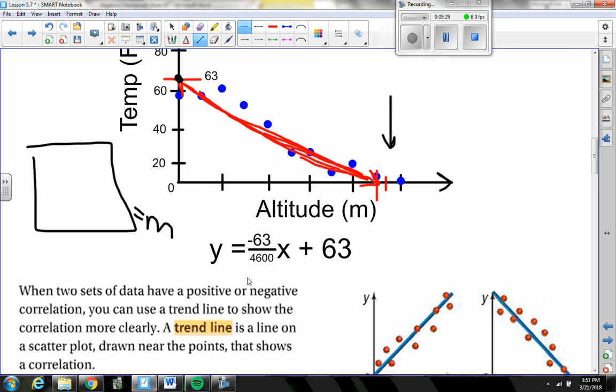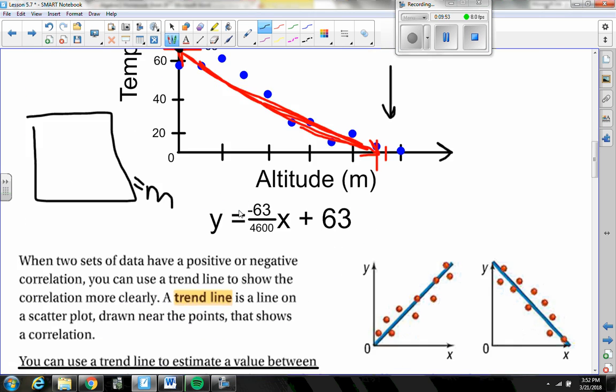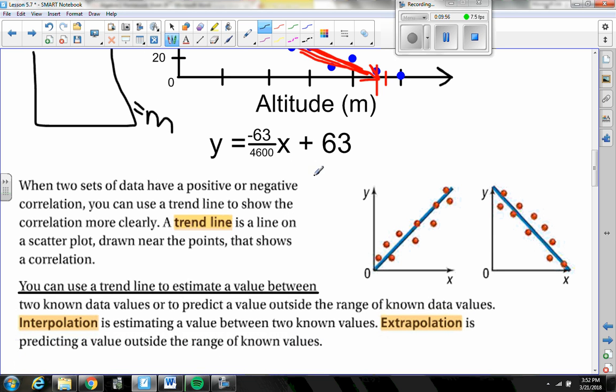Right? So if I just pause for a second and go back up here, like let's say for example I wanted to know what the temperature would be if I was 250 meters above sea level or above the ground, right? That would be in between these two numbers here, between 0 and 500. So I could use my trend line to estimate that value by just putting the 250 that I want in for x, and then it spits out my y value for me. That's called interpolation. Inter means between. So if you're estimating a value between two known values, you're doing interpolation.